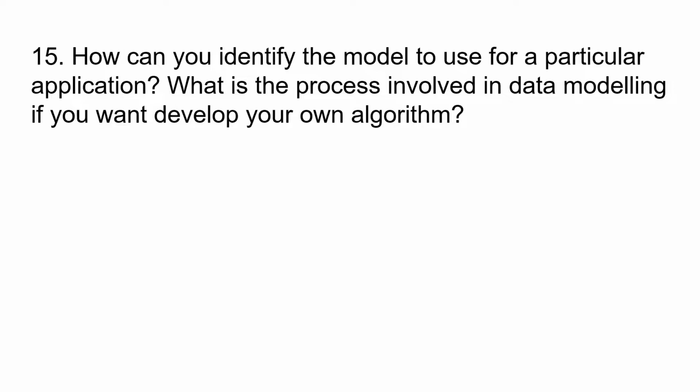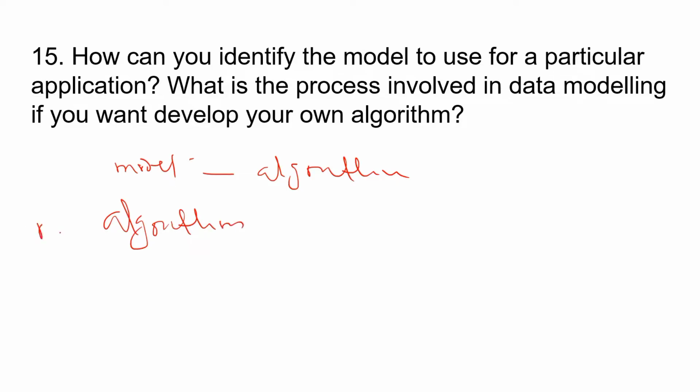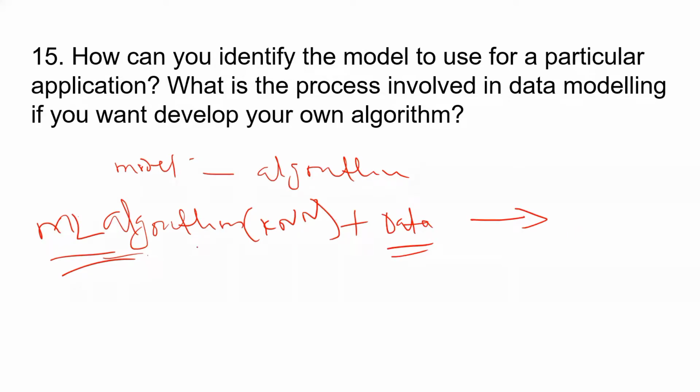Let me clarify a couple of points. Usually people confuse model with algorithm. These are two different things. When you have a machine learning algorithm, for example k-nearest neighbor, and you carefully select it and provide it with the appropriate data, this is when the modeling takes place. This is when you are going to produce a model.